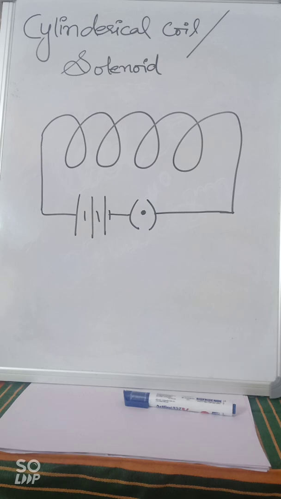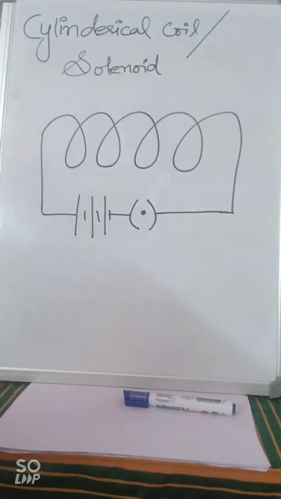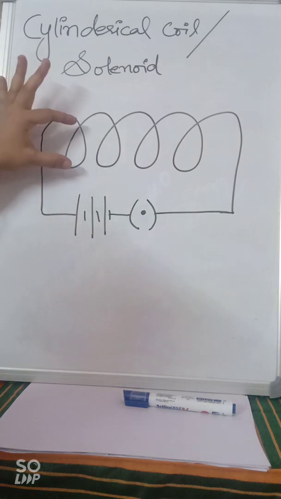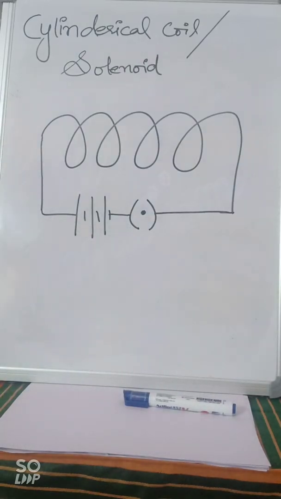If a conducting wire is wound in the form of a cylindrical coil whose diameter is less in comparison to its length, see here, the diameter is quite small compared to its length, right? The coil is called a solenoid and it looks like a helical spring. So what is a helical spring? You must have seen ball pens, right? The refill is inserted in a helical spring. So that is the shape, a helical spring, right?